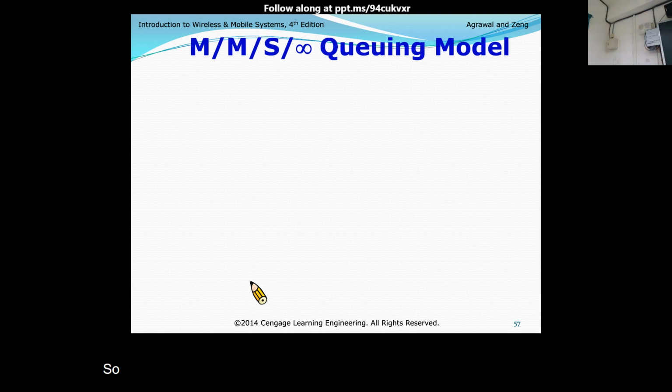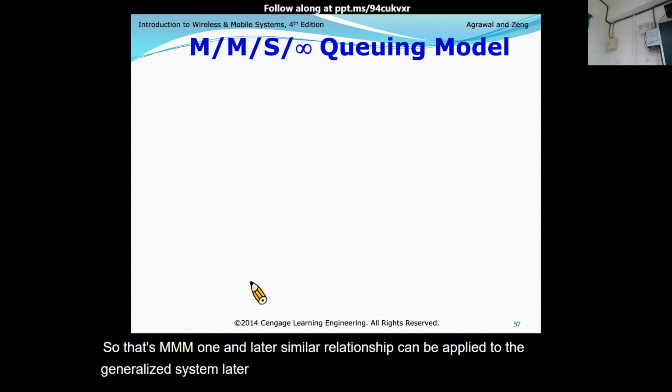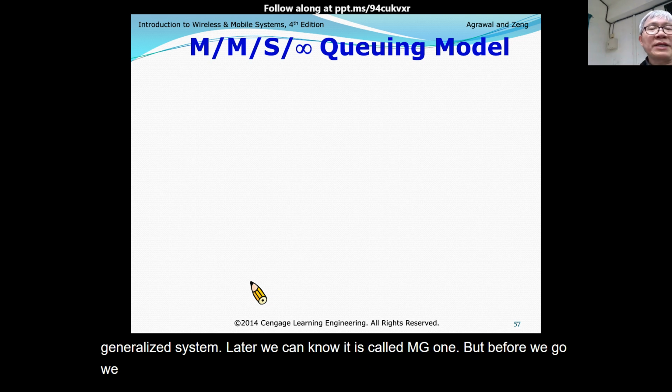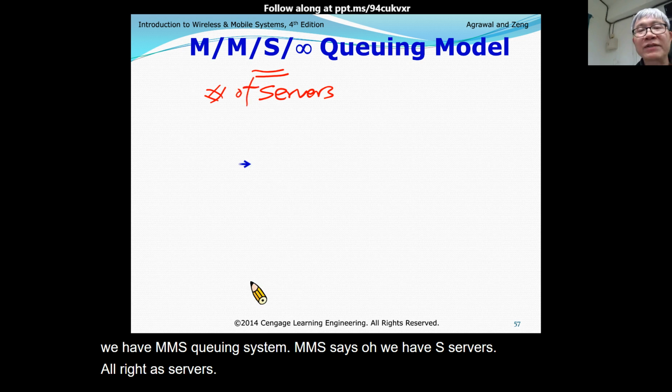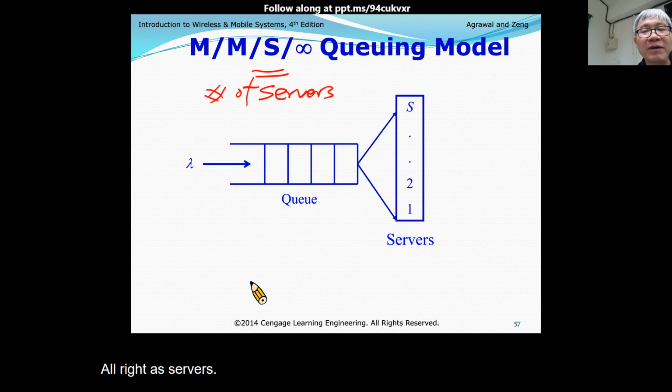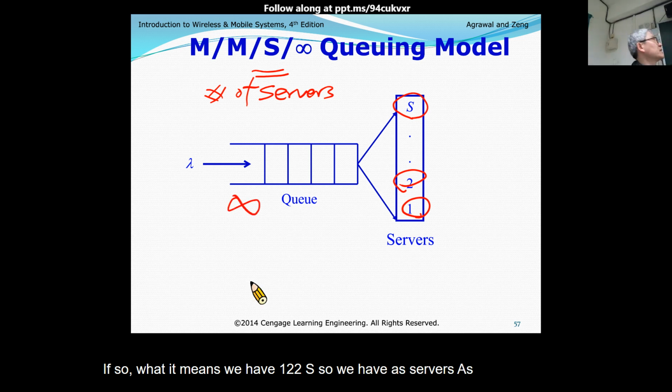And later, similar relationships can be applied to the generalized system. Later, we will let you know it is called M/G/1. But before we go, we have the M/M/S queuing system. M/M/S says we have S servers. All right, S servers. What it means is we have servers 1, 2 to S. So we have S servers. As for the queue, it has infinite size.